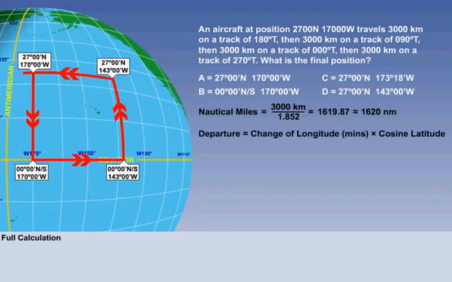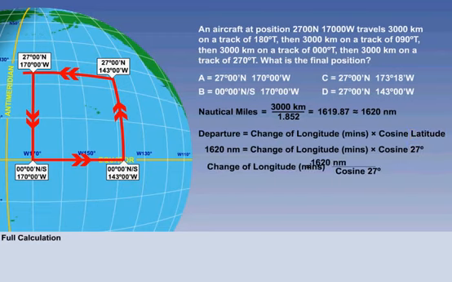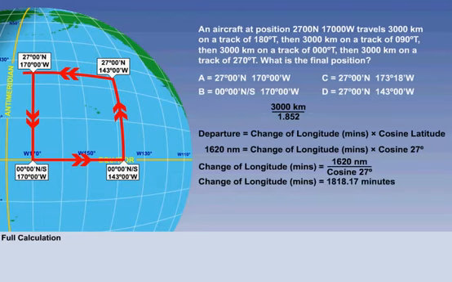As always, substitute in what you know. In this case, it's the departure, 1,620 nautical miles, and the latitude, 27 degrees. Rearrange in the usual way to give 1,818.17 minutes of change of longitude. We need to convert this to degrees and minutes in order to be able to use it, so divide by 60 to get 30 degrees and 18 minutes.